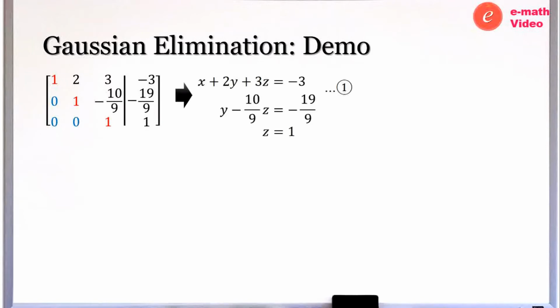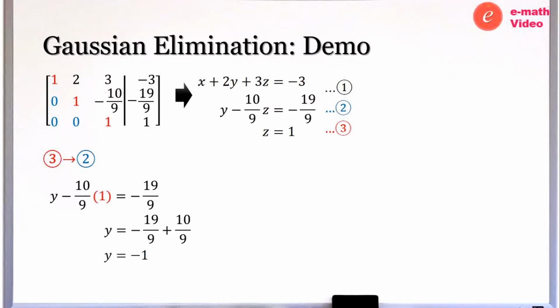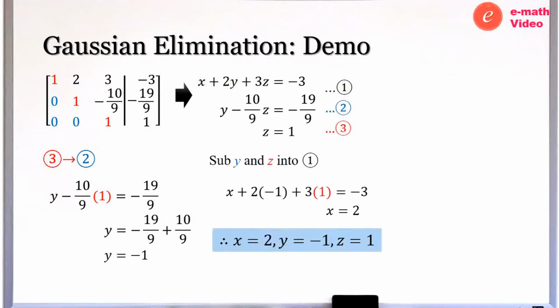Now convert this matrix back to equation form. Let it be equation 1, 2, and 3 respectively. As you can see, we already get the value of z. Now sub equation 3 into equation 2. Then solve for y. Finally, sub y and z into equation 1 and solve for x. This is the answer. x equals 2, y equals -1, and z equals 1.